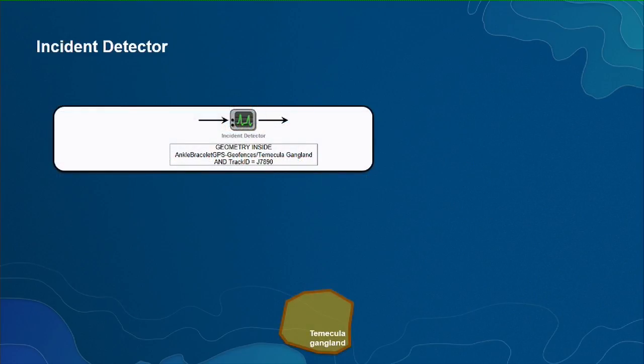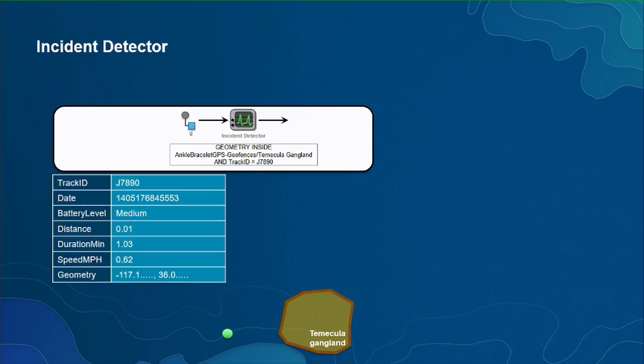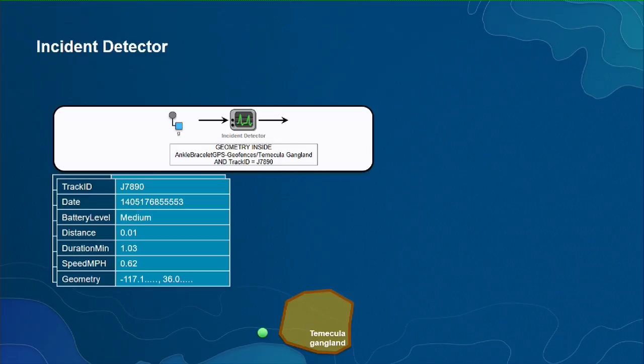So in this case, we have the same old notorious Temecula gangland, and when an event comes in, if you notice the filter expression on the incident detector says if a certain track ID, if the geometry intersects with Temecula gangland, that's an incident that we want to report. Well, in this case, the point GeoEvent is that track ID that we're watching for, but there's no intersection, therefore no incident. Second message, same thing occurs.